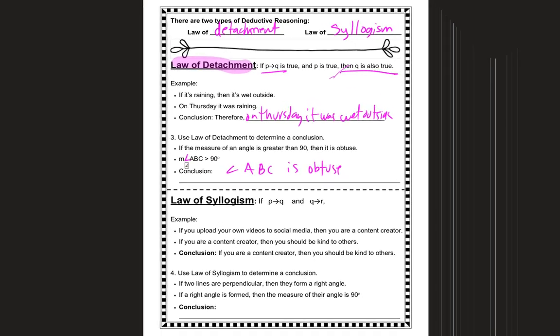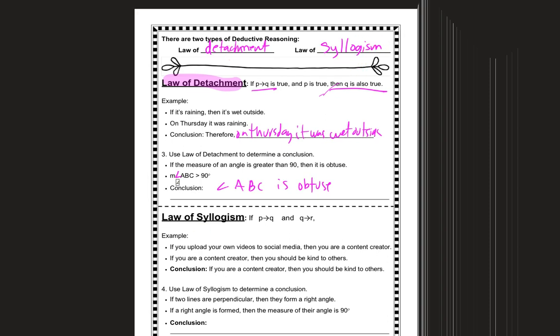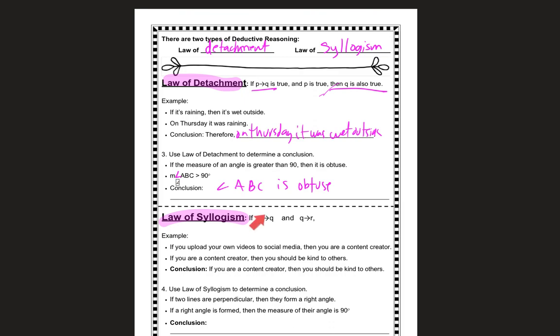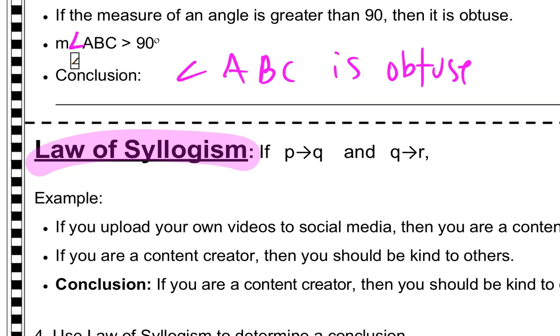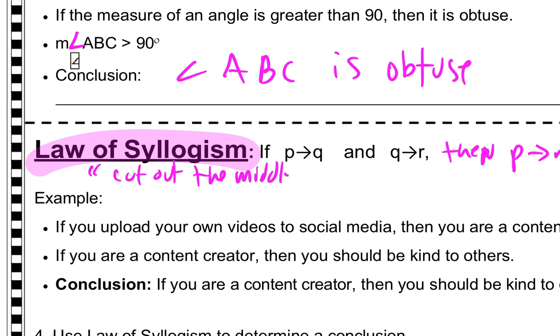All right, next, we're going to talk about the law of syllogism. So that was detachment. The law of syllogism says, if P then Q is true, and Q then R is true, then P then R is true. So we can think that we cut out the middleman. We can go straight from the P to the R, right? Because if P then Q is true and Q then R is true, that means P then R. All right, so we cut out the middleman.